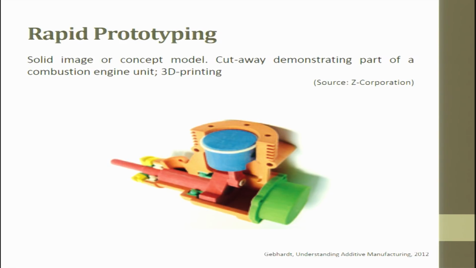People try to draw terrains, okay, and then they used to get it. So, we also try to add colors while printing. A cutaway demonstrating parts of the combustion engine unit which is 3D printed is shown here. The machine which was developed was by Z Corporation. Here what they do is they use powder and they use resin. In that resin they mix colors. That is how you get the color.